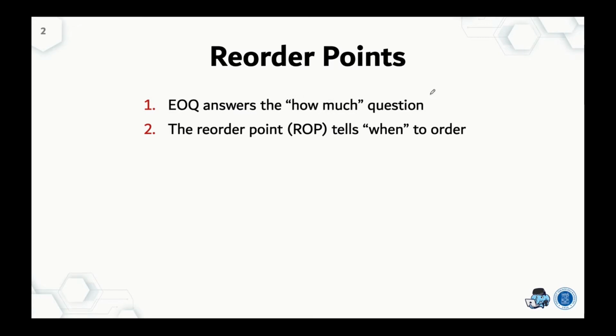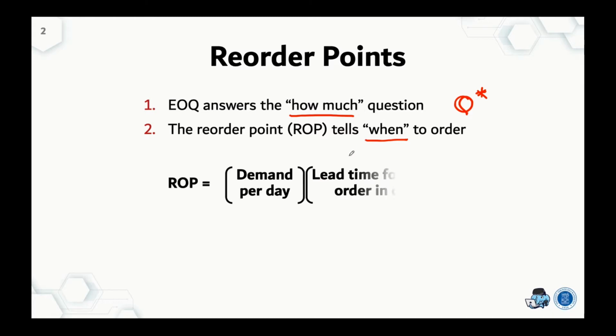If the EOQ model answers the question of how much, meaning we determine the optimum Q, how much we should order, the reorder point tells us when to order. These two variables we should find out in order to run the inventory. So the reorder point is equal to demand per day multiplied by the lead time. This is the simple formula of the reorder point.